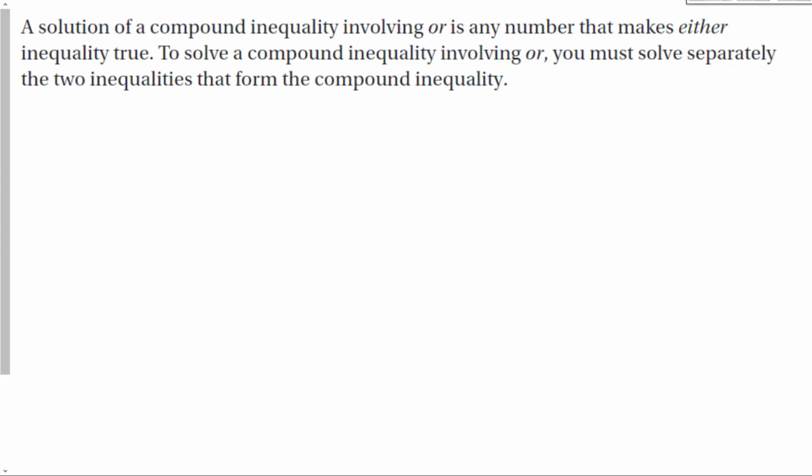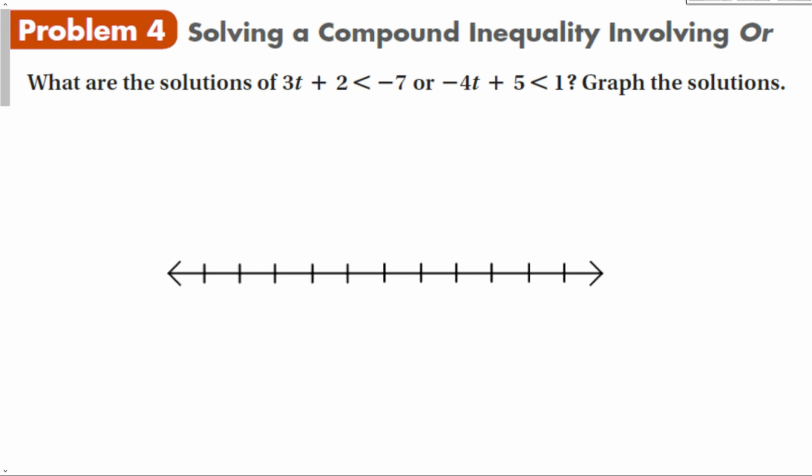So the solution of a compound inequality involving OR is any number that makes either inequality true. To solve a compound inequality involving OR, you must solve separately the two inequalities that form the compound inequality. So there's no tricks here. Basically, all we have to do is solve each piece separately and get to the answer. So let's start with the first one.